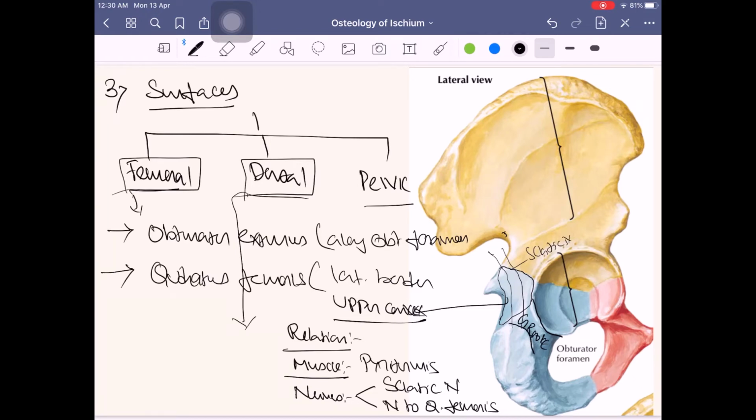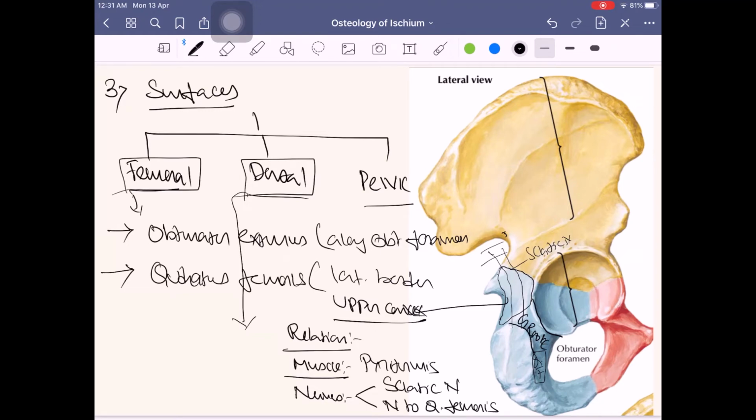And from here only you will be having one more nerve which will be coming, and that is your nerve to quadratus femoris, because you remember the quadratus femoris is lying here. Our quadratus femoris muscle is here. So the nerve has to come down to supply. So that is why that nerve is also there. Piriformis is also coming from this area. Anyways, in the app you will understand this better. Now these are the relations in the upper convex part.